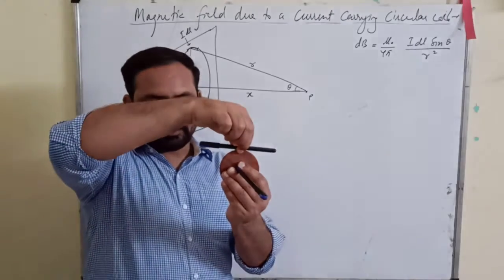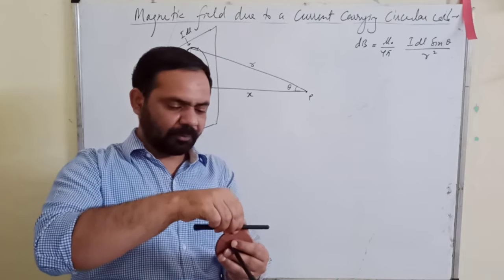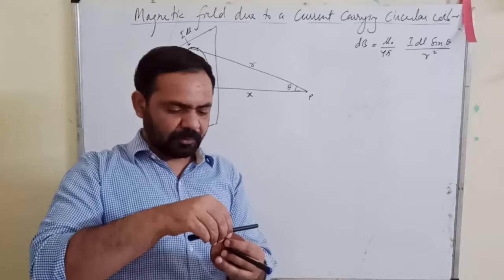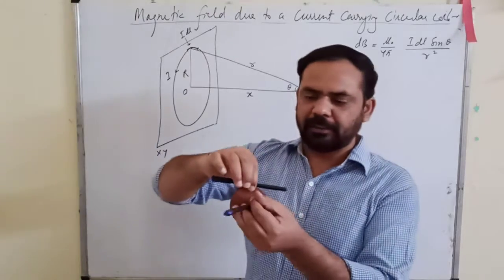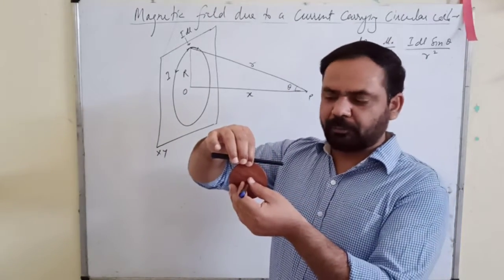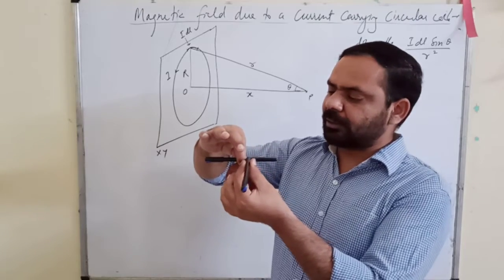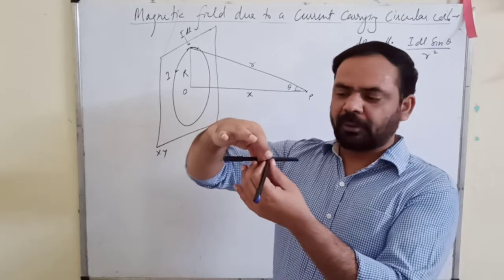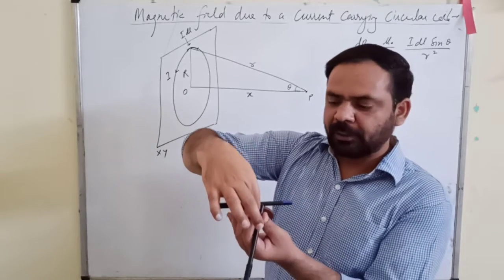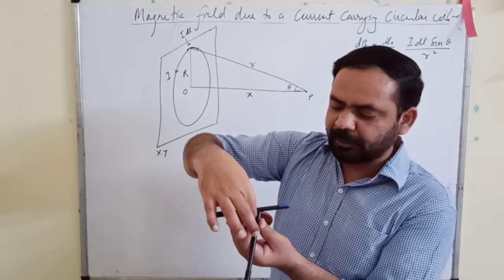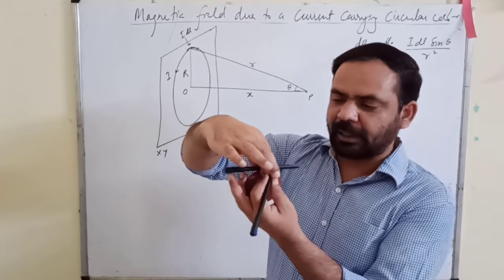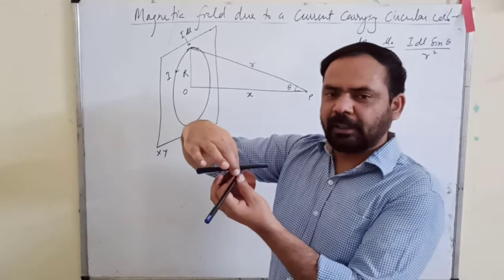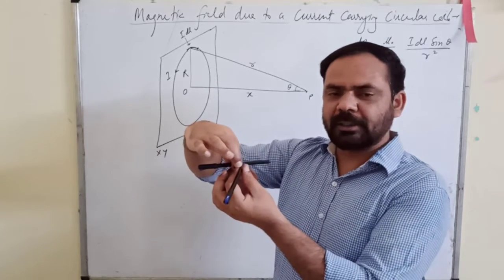Now you can see that if I join these two, this is your R vector. This R is this one. Now if you look from the top, what is the angle between R vector and this IDL, this direction? What is the angle between both the pens? You can easily understand that this is 90 degree.